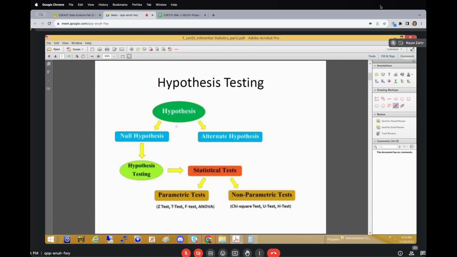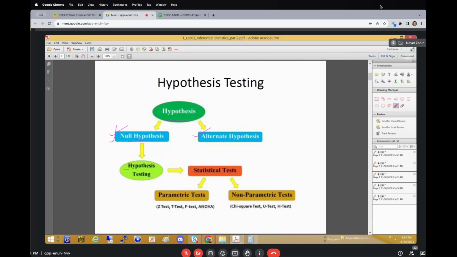For hypothesis testing, as I already mentioned, we have to form two types of hypotheses: the null hypothesis and the alternate hypothesis. The null is the common goal or common belief, a commonly established fact. Usually we always test the null hypothesis, and that's why we can reject or accept the null hypothesis.